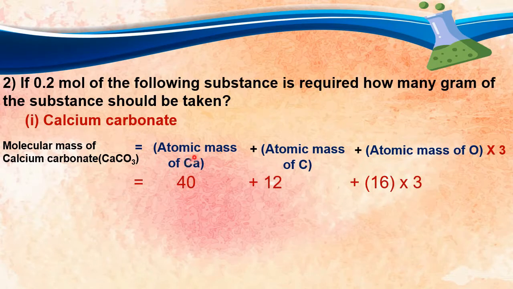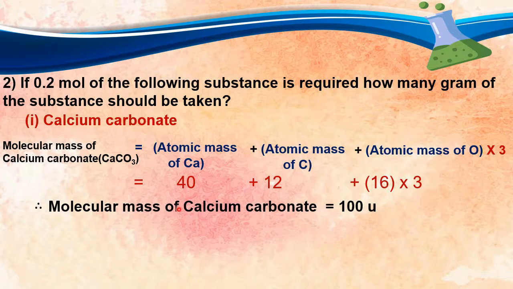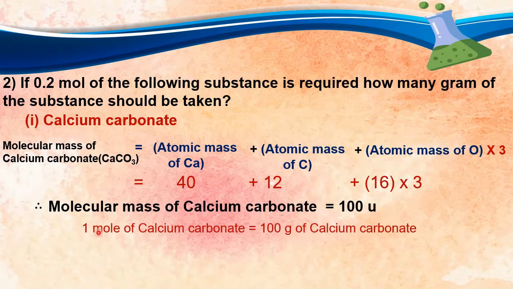Atomic mass of calcium is 40. Atomic mass of carbon is 12. Atomic mass of oxygen is 16. Therefore, we have got molecular mass of calcium carbonate is 100 units. Therefore, we can say 1 mole of calcium carbonate contains 100 grams of calcium carbonate.